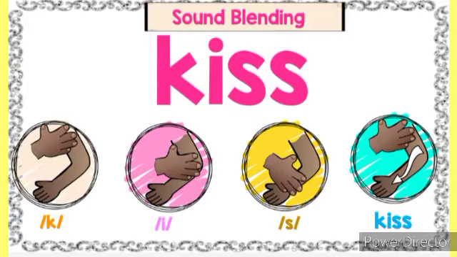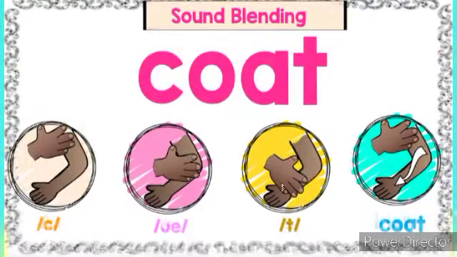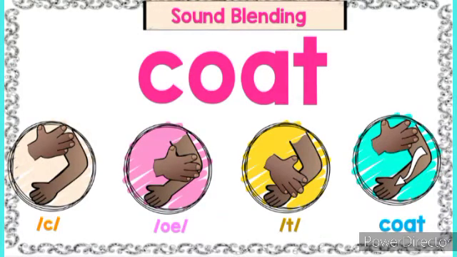Place your hand in between your elbow and say E. Place your hand on your wrist and say S. Slide through your arm and blend. K, E, S gives kiss. Wonderful. Let's go on. The next word here is coat. Place your hand above your elbow and say K. Place your hand in between your elbow and say O. Place your hand on your wrist and say T. Slide through your arm and blend. K, O, T gives coat.